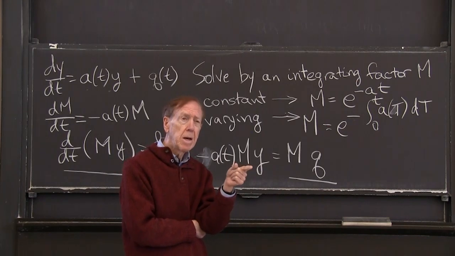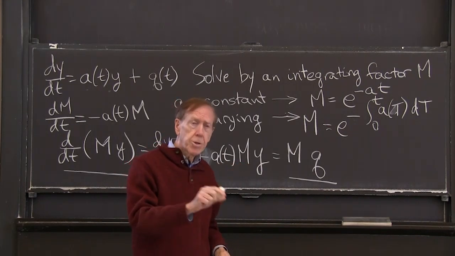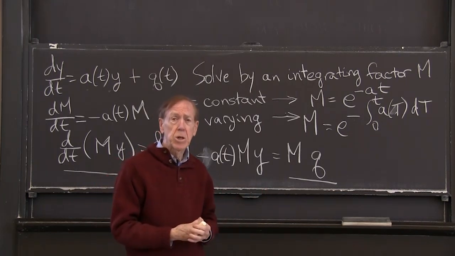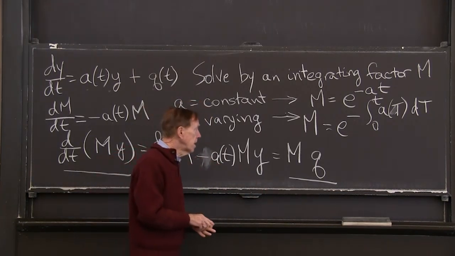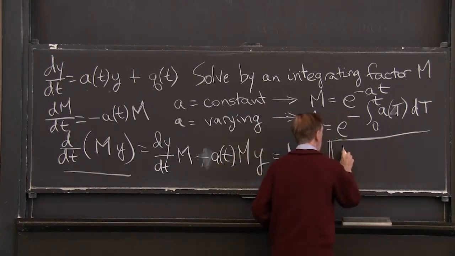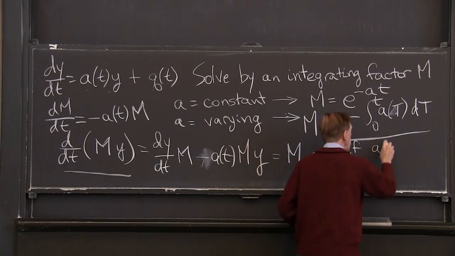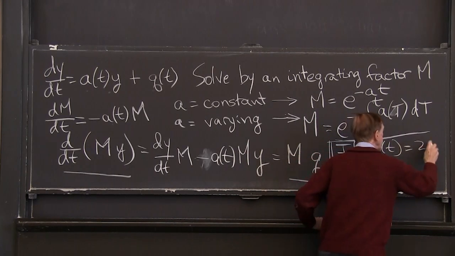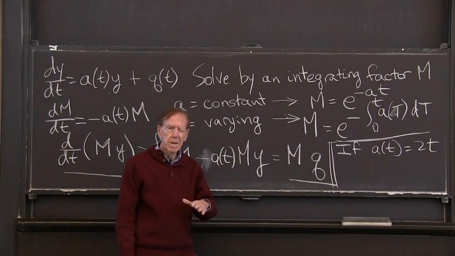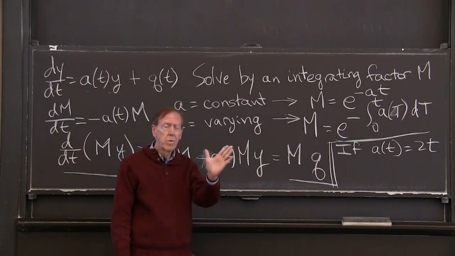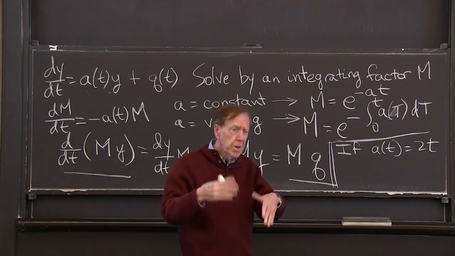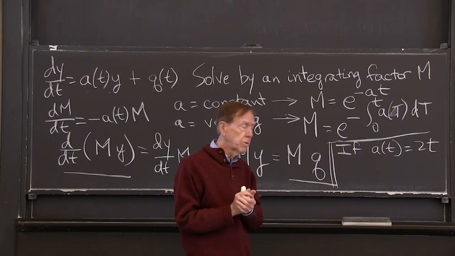Suppose a of t, instead of being constant, is growing. The economy is, we're in hyperinflation. Suppose, take that example, if a of t is, let's say, 2t. The interest rate started low and moves up. Then growth is going to be faster and faster as time goes on.